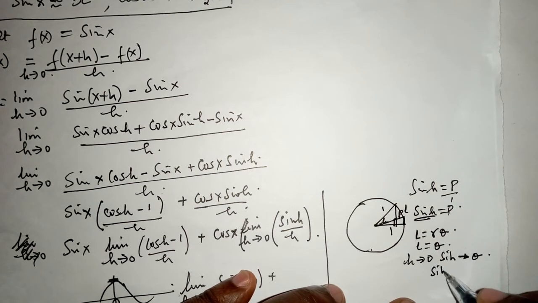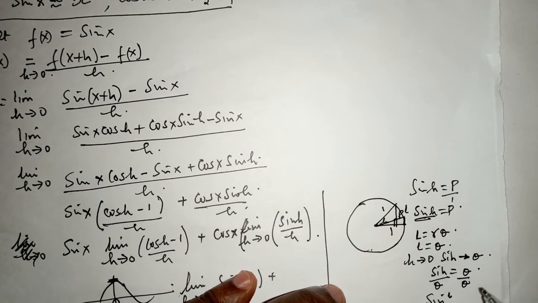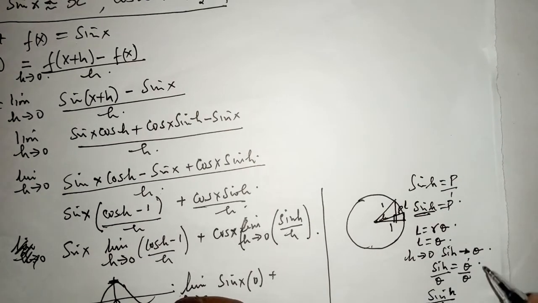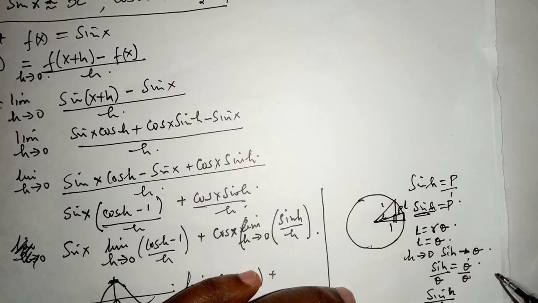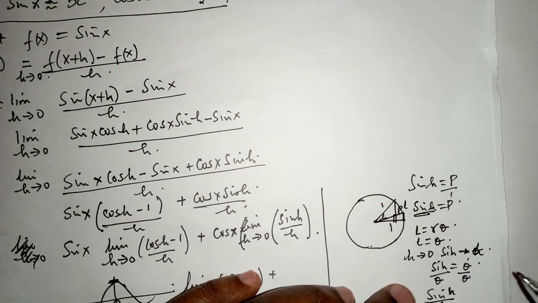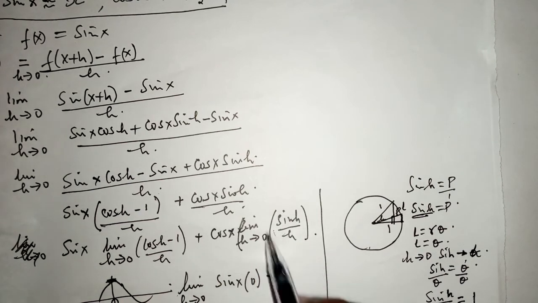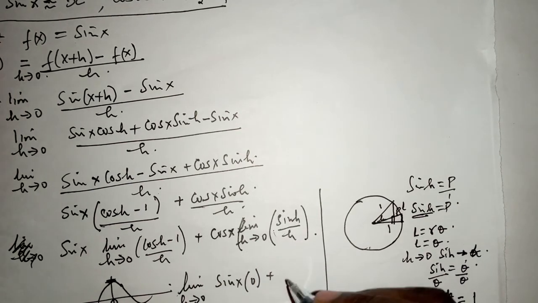So when the sine of h is approximately equal to theta, if you divide by theta on both sides, you'll find that the sine of h over h, because the angle we are dealing with here is h throughout, will be h over h, which will be 1. So that explains why the sine of h over h is 1.